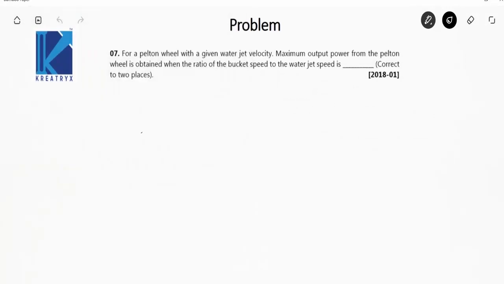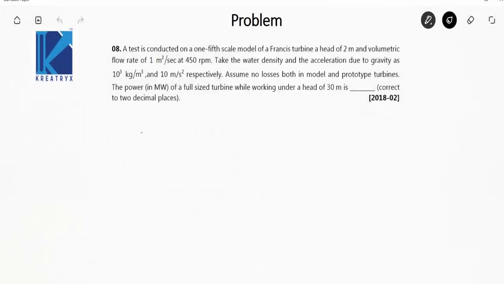For a Pelton wheel with a given water jet velocity, maximum output power from the Pelton wheel is obtained when the ratio of the bucket speed to the water jet speed is 0.5. We do remember this relation, that for maximum power output U is equal to V1 by 2. So U by V1, that is the ratio of bucket speed to the water jet speed, will be 0.5. Pretty simple question.